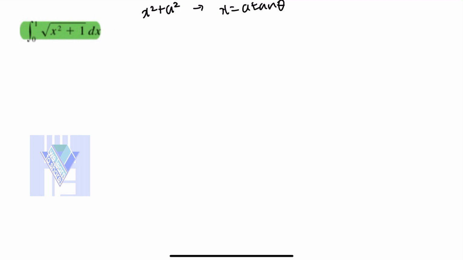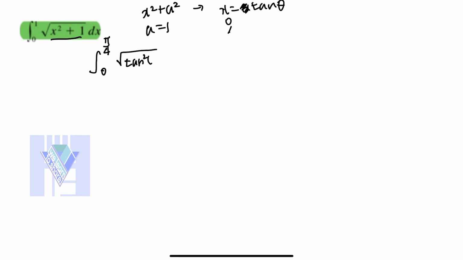Okay, so let's start. We would have, first of all, 0 to 1. If x is 0, you would want your tangent to be 0. In this situation, you would have a as 1, right? So you would have x equals tangent theta. And if you want this to be 1, you would need to have your tangent theta to be pi over 4, right?